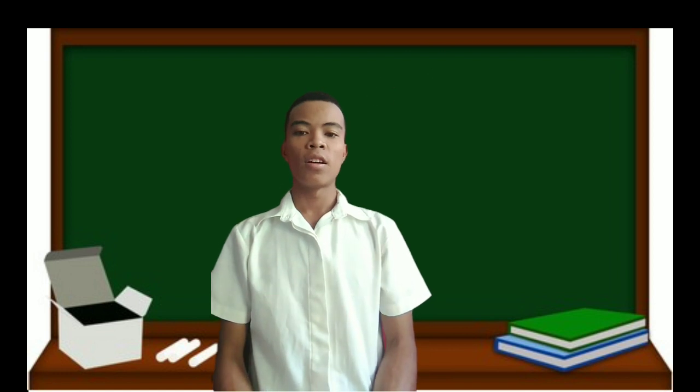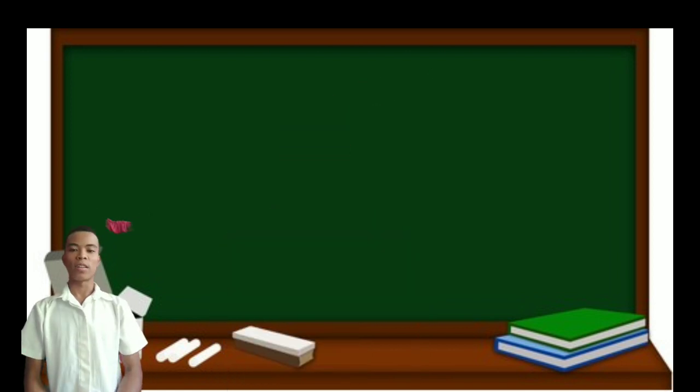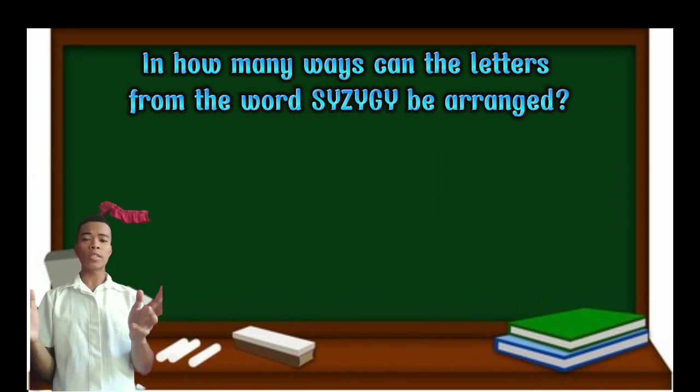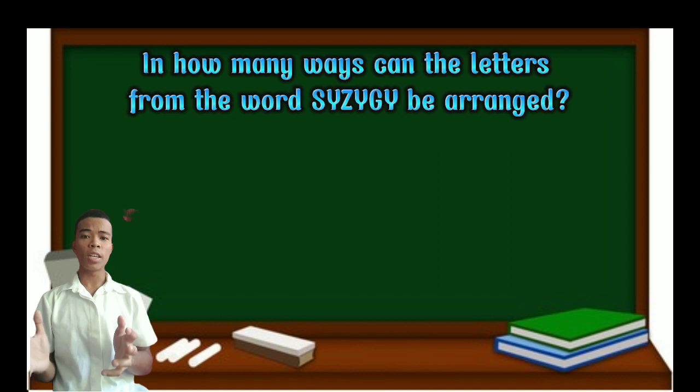Probability. So let's start with the first one. The first question is, in how many ways can the letters from the word CZG be arranged? As we can see with this problem, it is asking for the number of ways the word CZG can be ordered. And we all know that when looking for ways where order matters, it is referring to permutation.